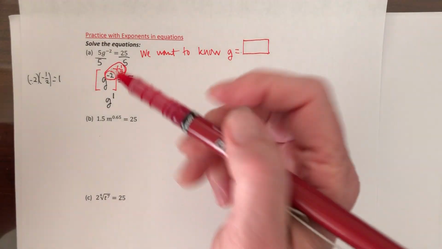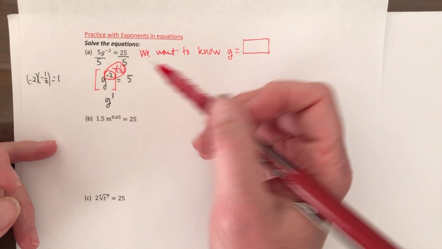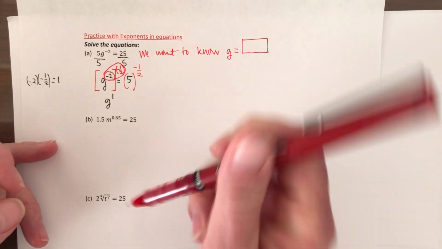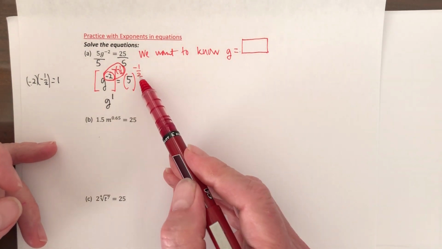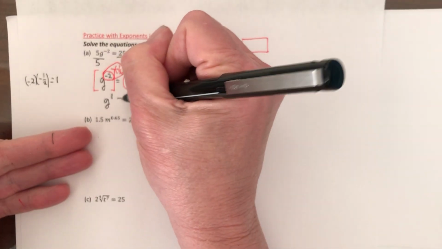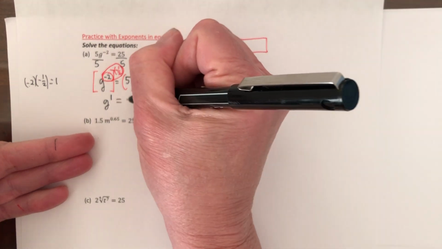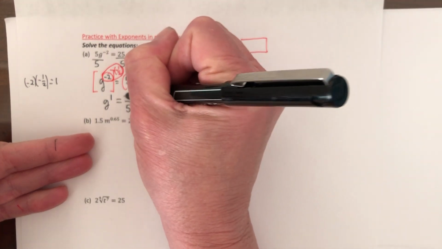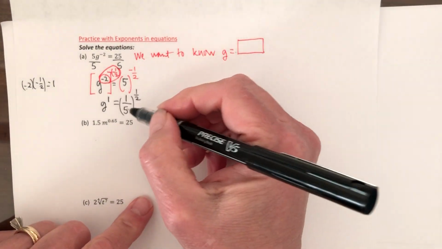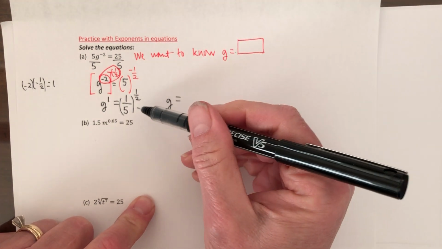You can't just randomly raise a side of an equation to a power, though. You have to do the same thing to both sides. So if we raise this to the negative 1/2 power, we have to raise this to the negative 1/2 power. And so that's fine, we'll deal with that. 5 to the negative 1/2. Okay, a negative means that this would look like 1 over 5 to the 1/2. Looking a little better. G to the 1 is just g. So g equals 1/5 to the 1/2 power.